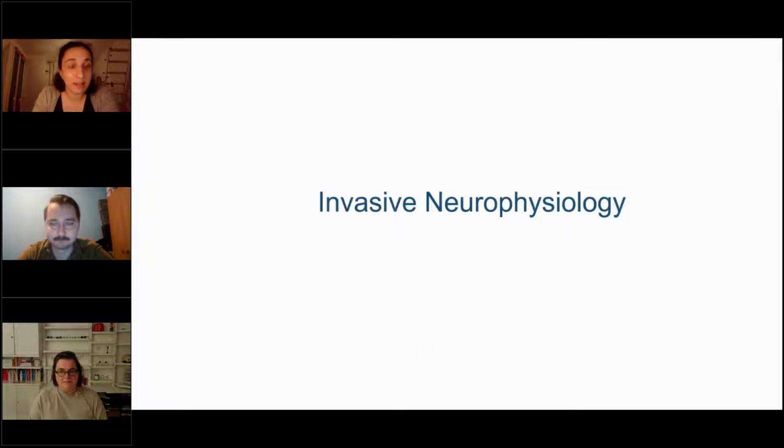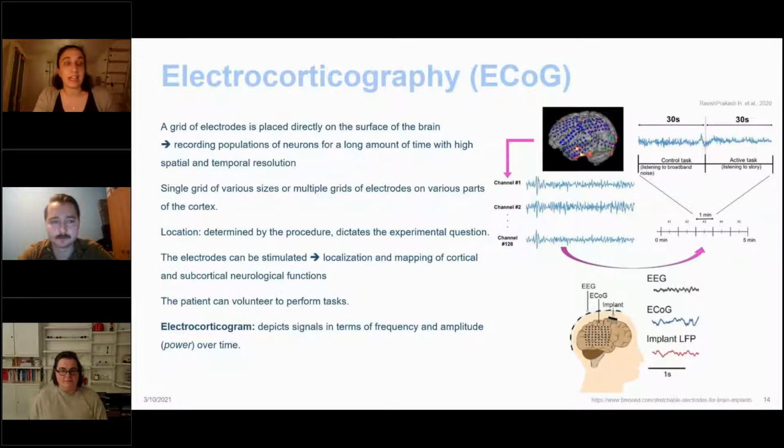I'm finishing non-invasive neurophysiology to pass to invasive neurophysiology. By invasive, I mean that there's an operation going on. The first brain imaging technique is electrocorticography, or ECoG, which is a grid of electrodes placed directly this time on the surface of the brain. So the main idea is EEG, but this time it's not a cap you just wear. It's electrodes directly placed on the brain.